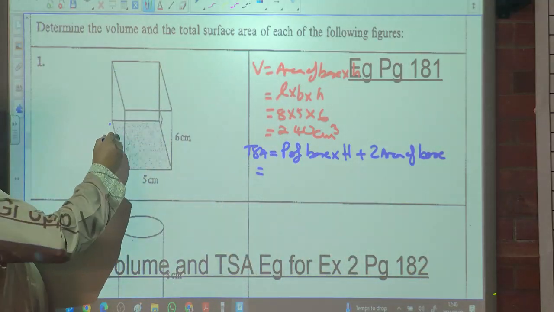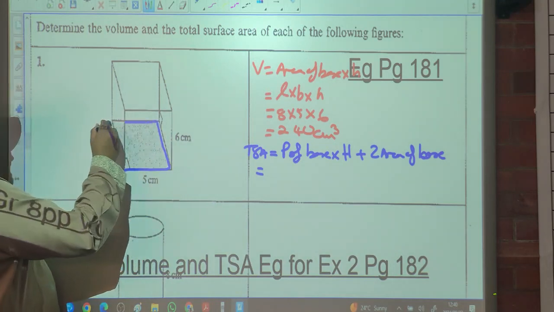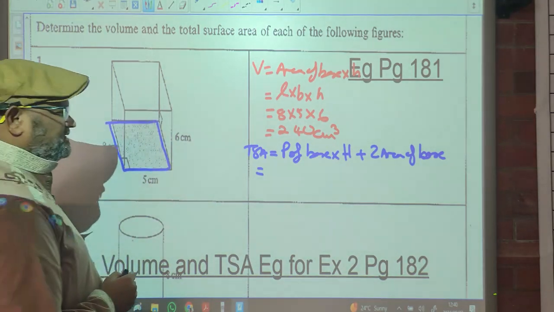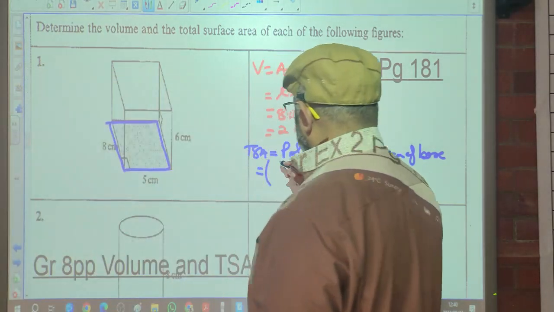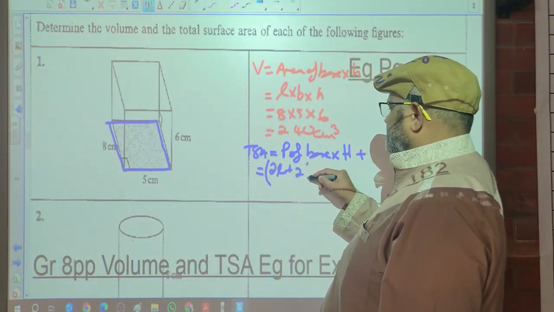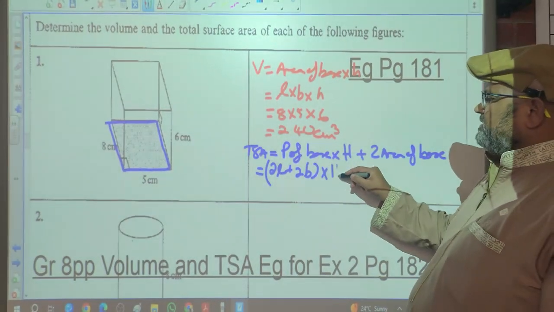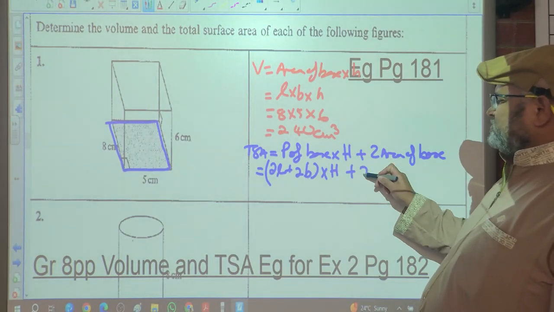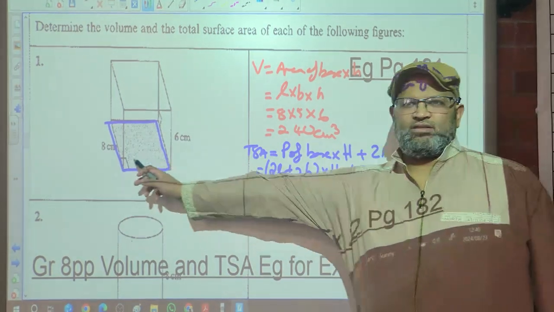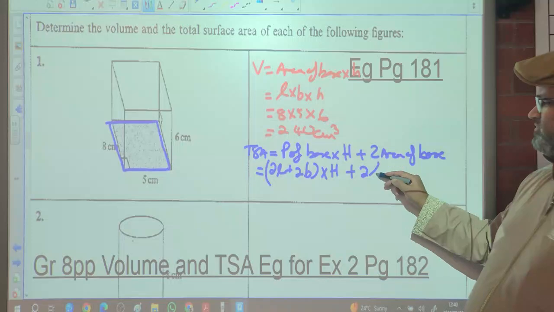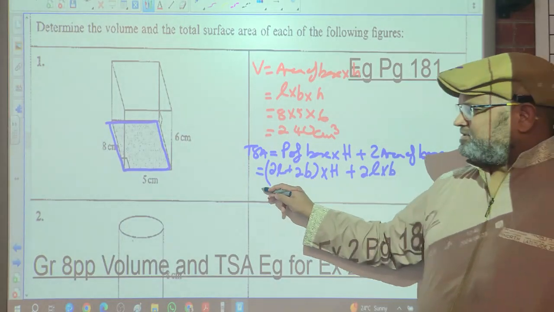What type of shape is this base? Rectangular base. How do you calculate the perimeter of a rectangle? 2 length plus 2 breadth times the height, the small h doesn't matter, plus twice. How do you calculate the area of a rectangle? Length times breadth. So there you go.